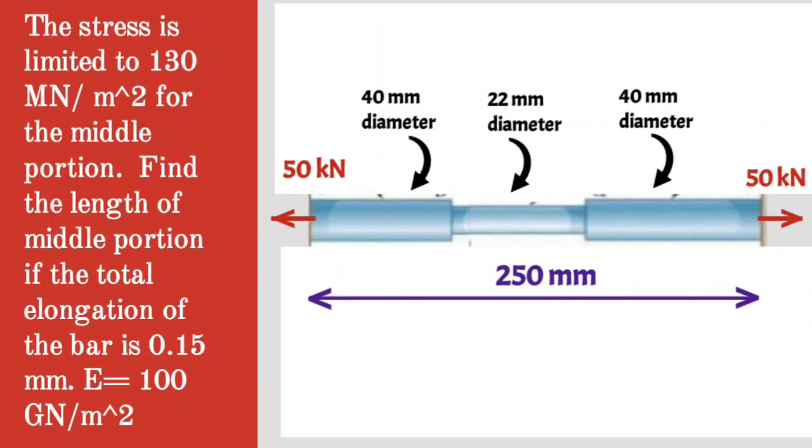Given the question, stress is limited to 130 MN/m² for the middle portion. Find the length of the middle portion if the total elongation of the bar is 0.15 millimeter. Take E equal to 100 GN/m².